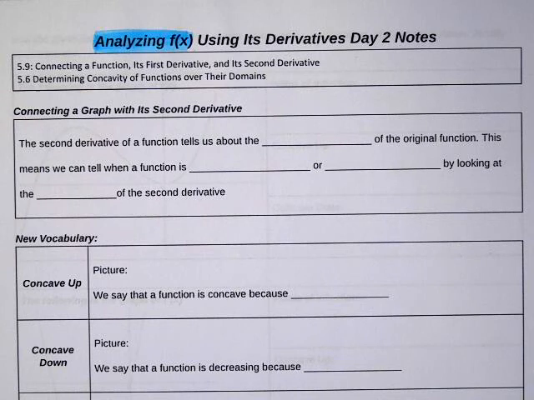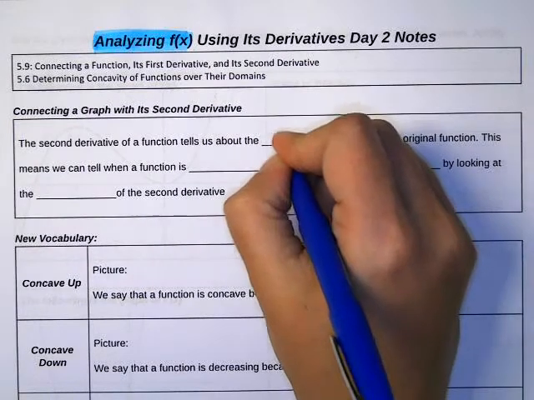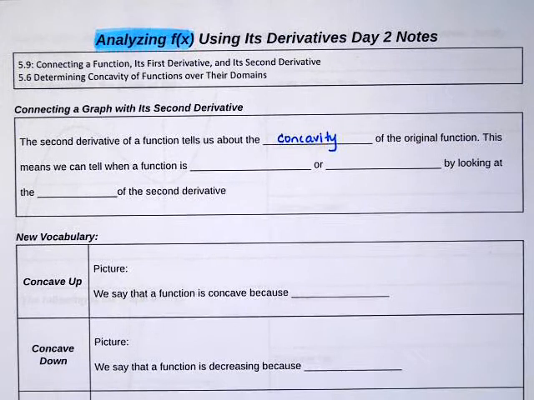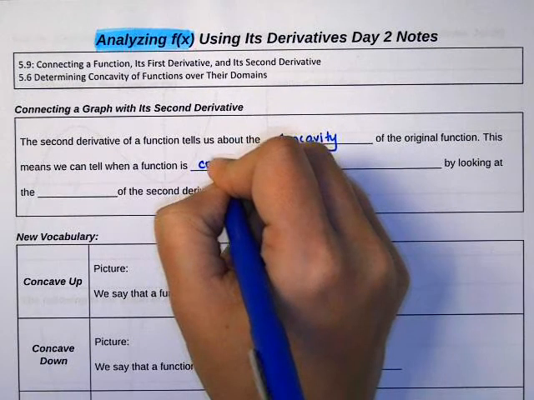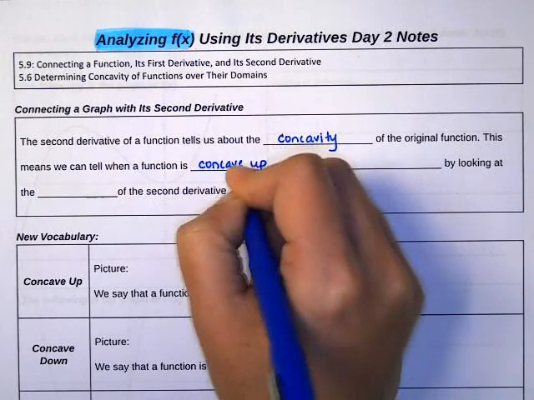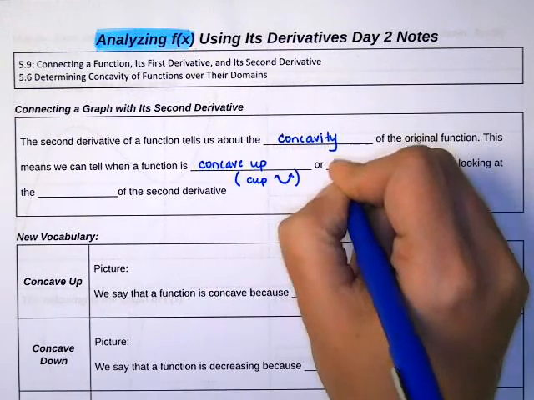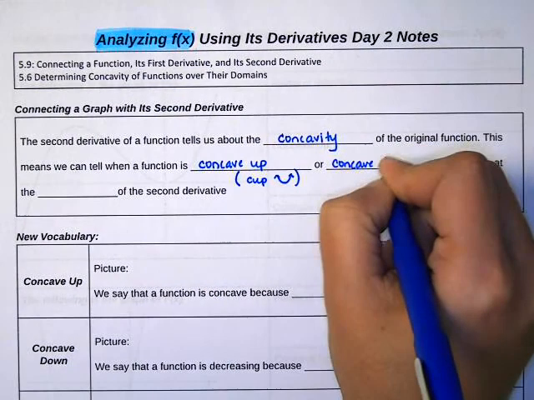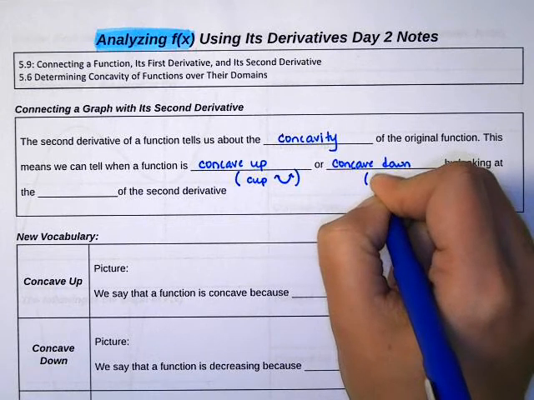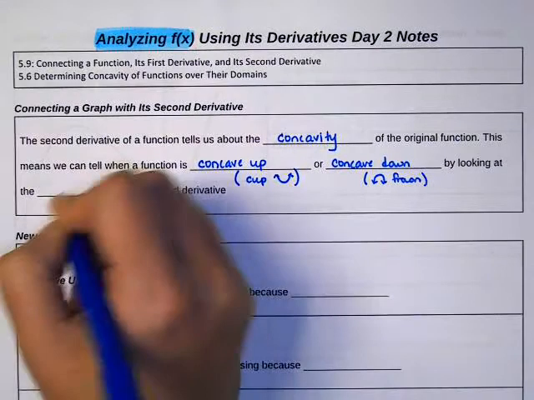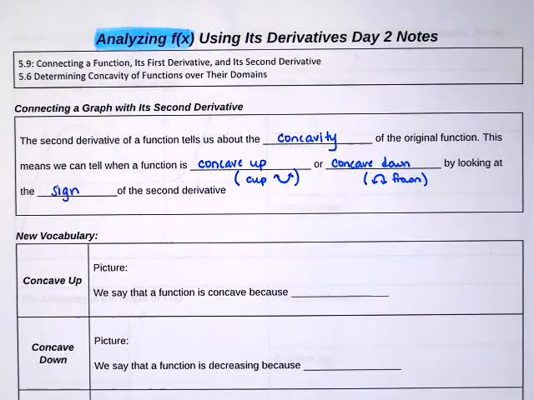Just like the first derivative tells us specifically about the slopes of the original, the second derivative tells us about something called the concavity of the original. This means we can tell when a function is concave up, which means it's shaped like a cup, or concave down, which means it's shaped like a frown, by looking at the sign of the second derivative.